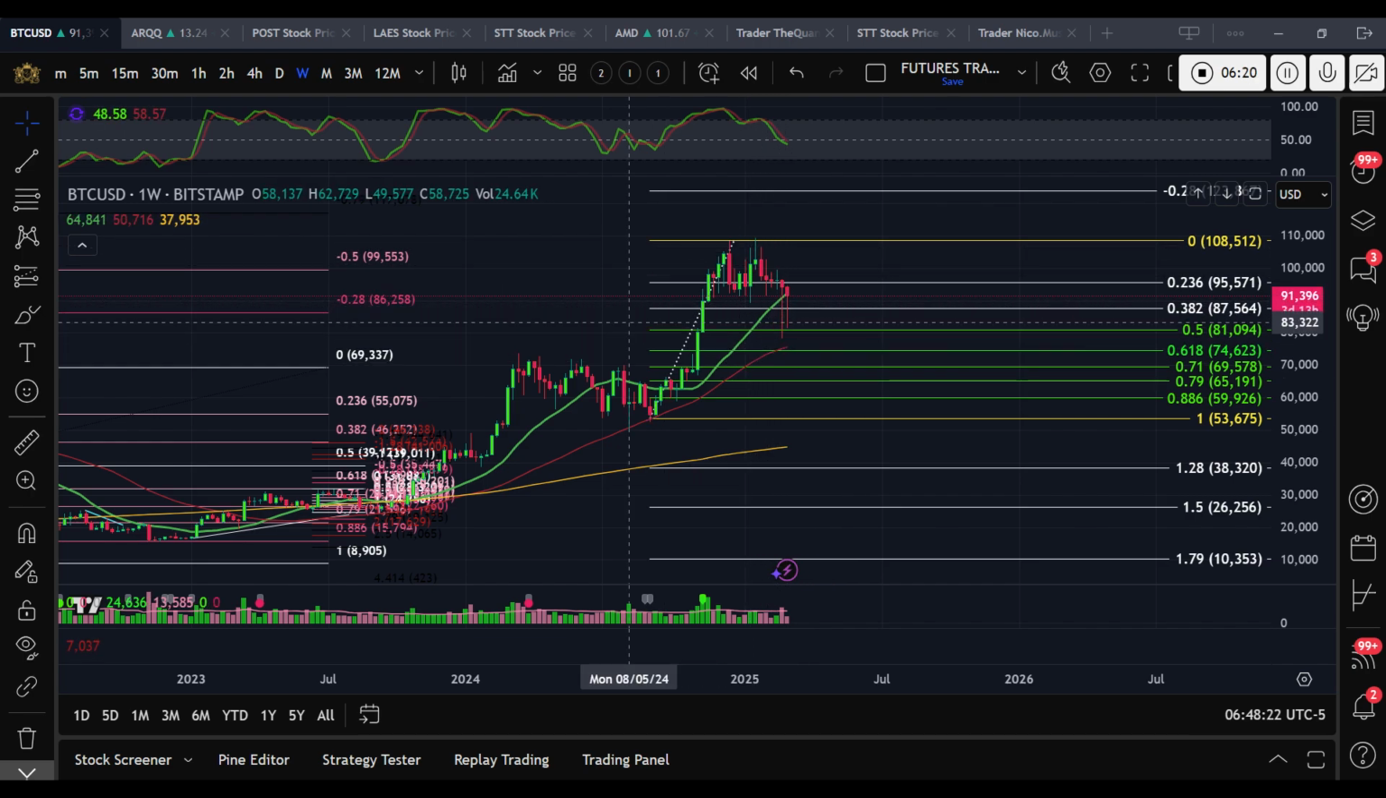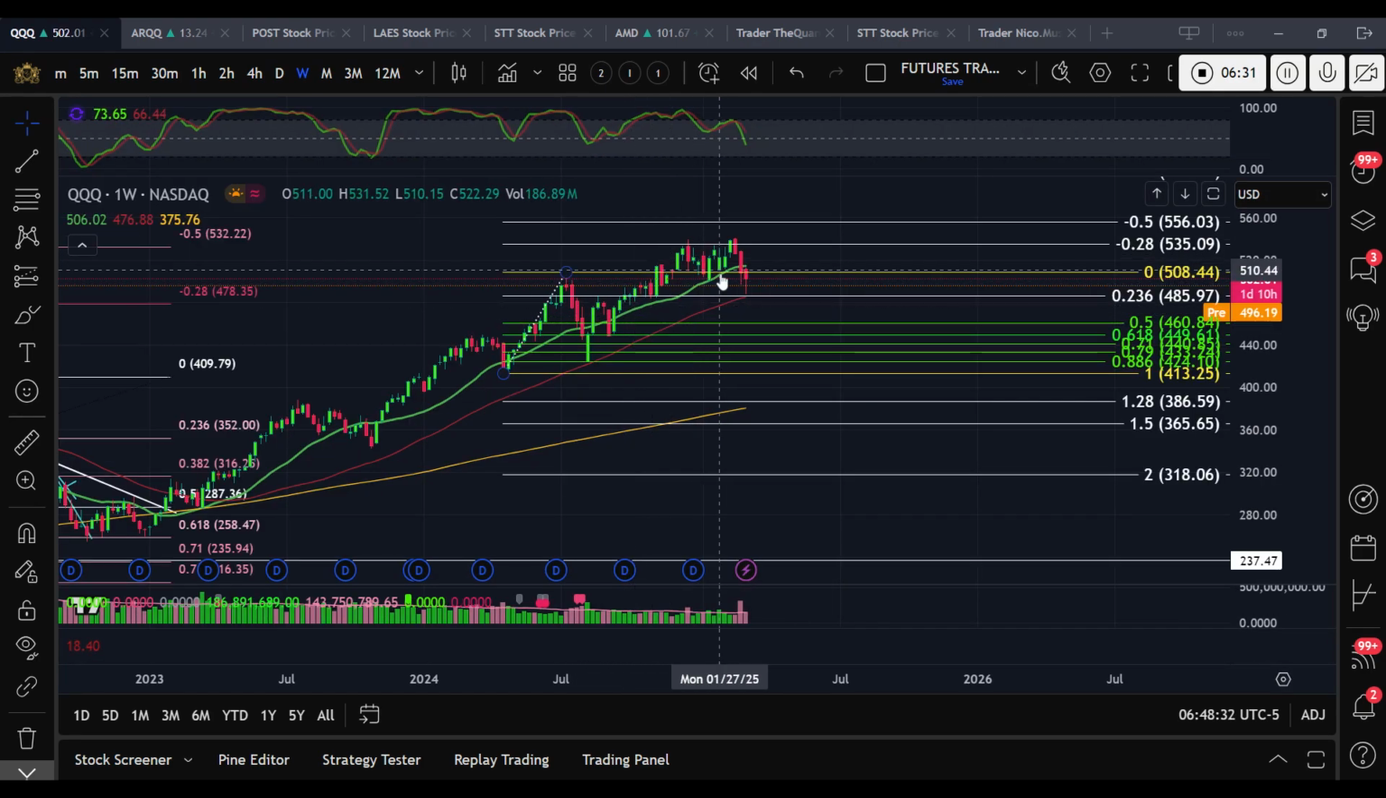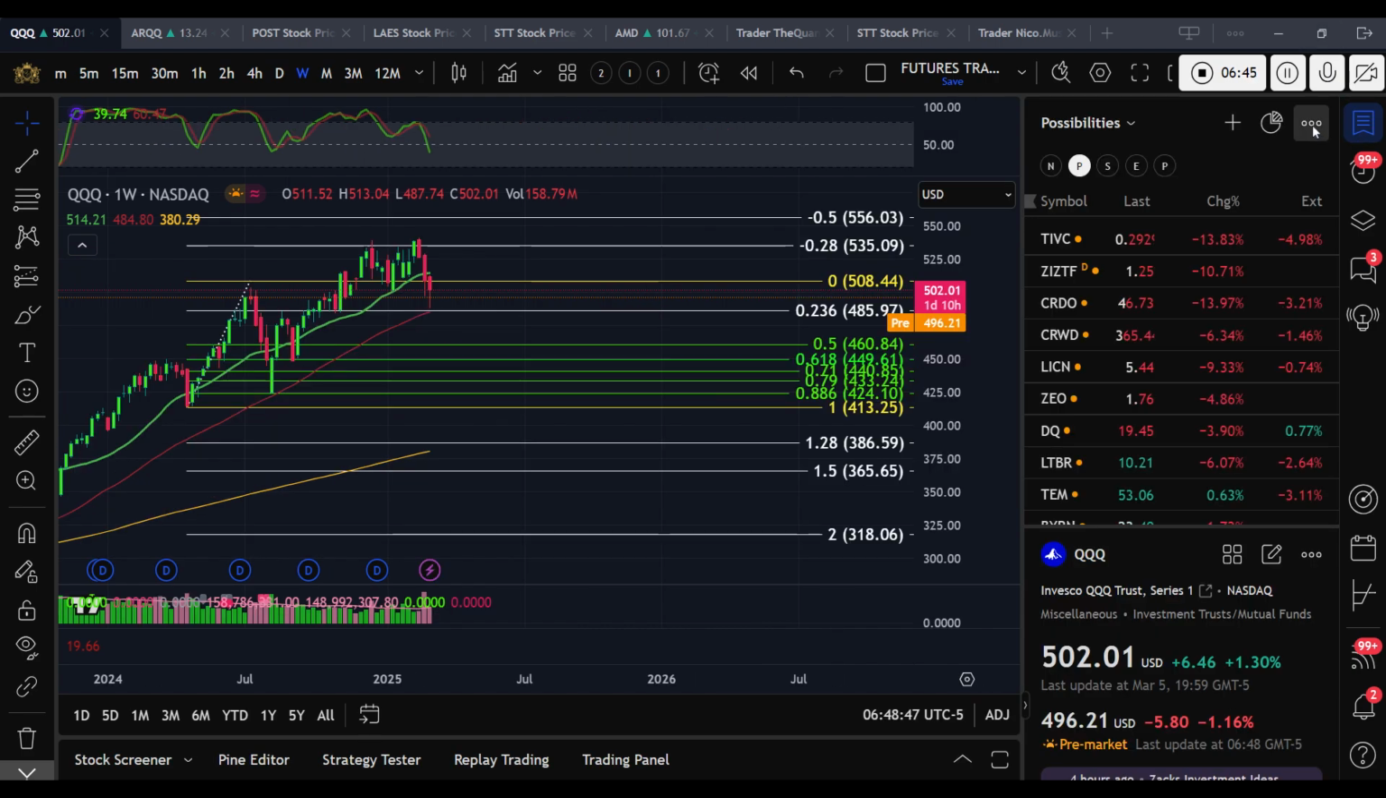And so I missed my exit on our QQQ scalp yesterday. But I'm going to be looking to roll that today to a contract that's further out and will allow me to get possibly down to this 50 fib level. I haven't looked at anything else, but let's just look at the watch list while we're here.